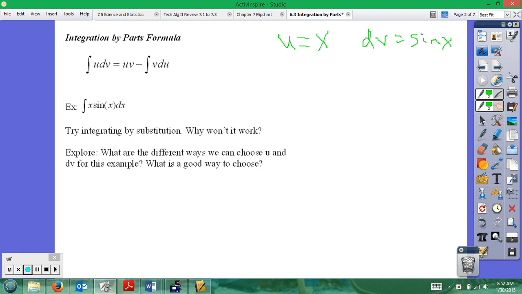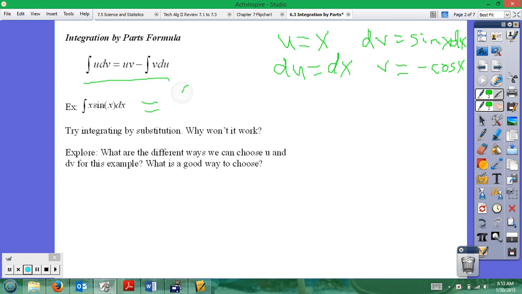The dv we want to pick to be the most complicated part that we can still find an antiderivative for. So if u is x, then du would just be dx, the derivative of x. If dv is sine x dx, I should have attached the dx there, then v would just be, what would it be? Negative cosine x. Now look over at the formula. It's all made up of u's, v's, du's, and dv's, so we can plug in.